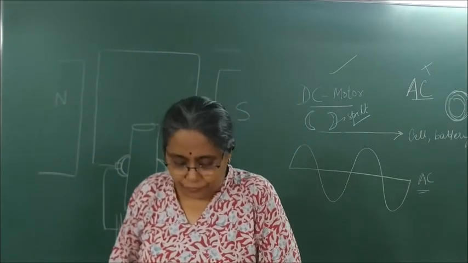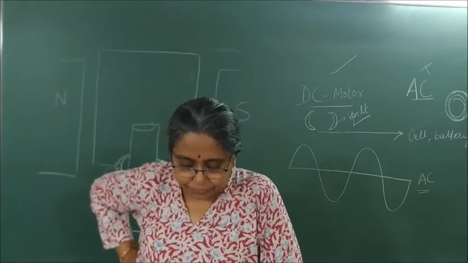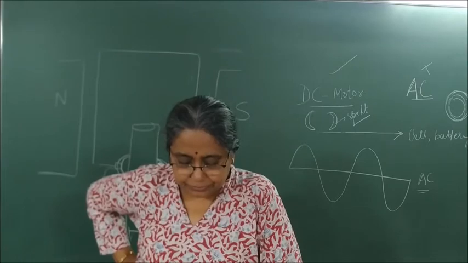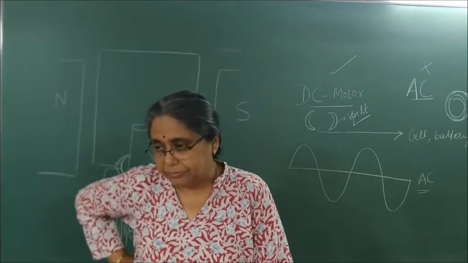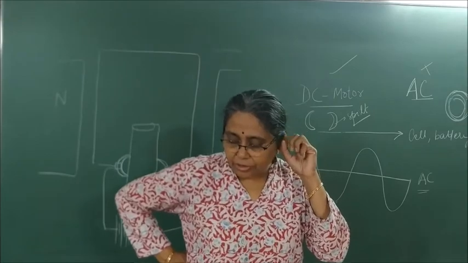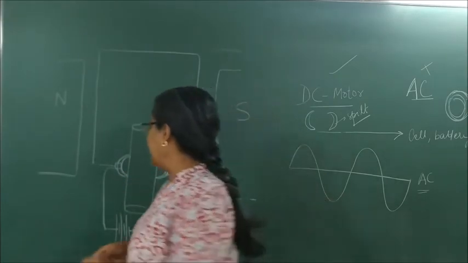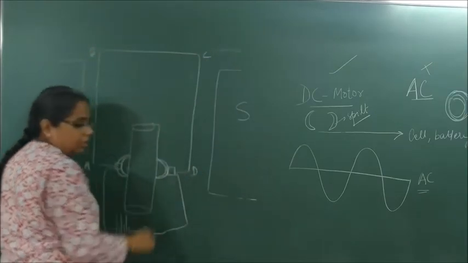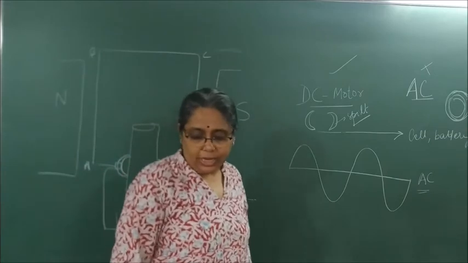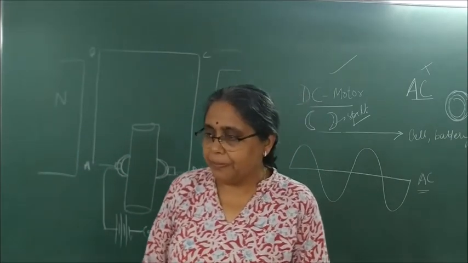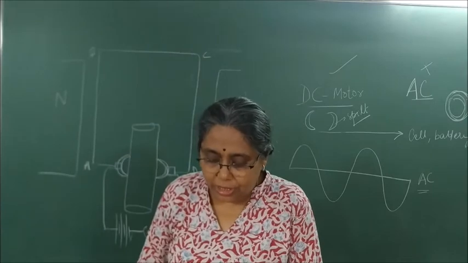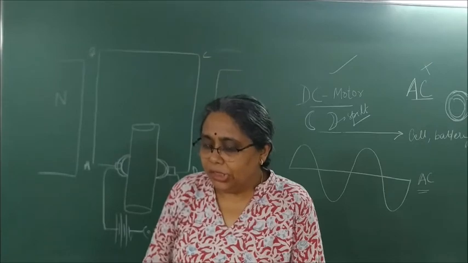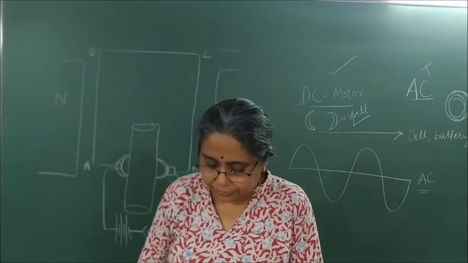It consists of a rectangular coil. Please write here. See, I am marking it here: A, B, C, D. It consists of a rectangular coil ABCD of insulated copper wire.